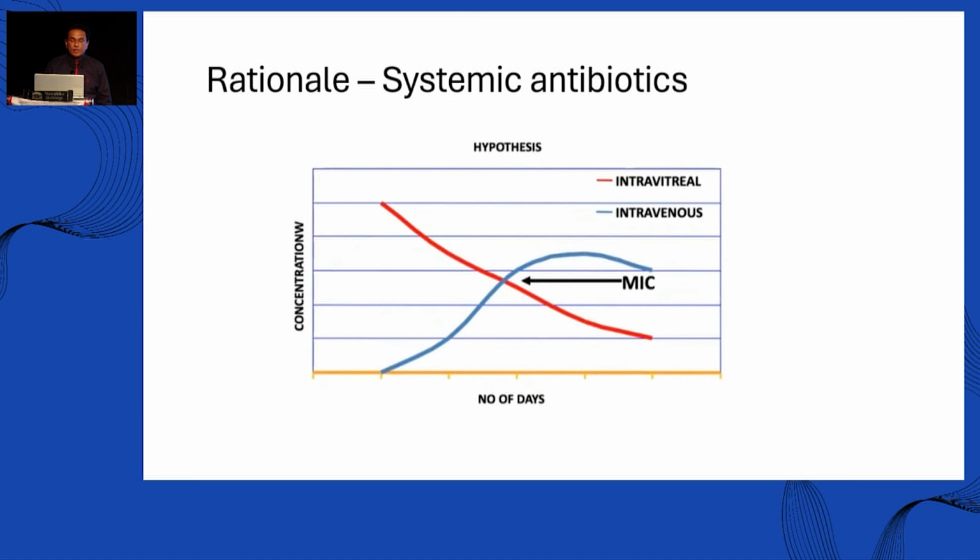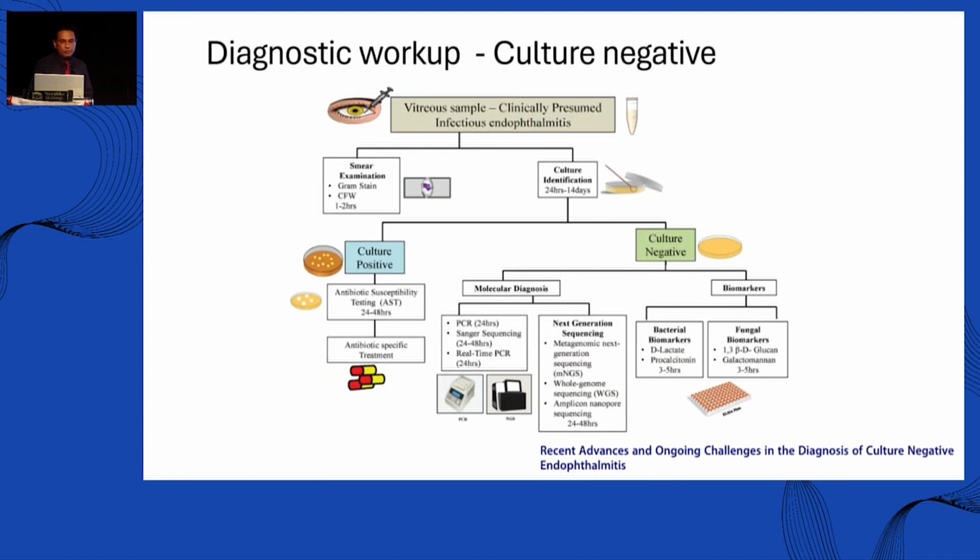Then what is the rationale for systemic antibiotics? You see that this red line is the intravitreal antibiotic. When we give it intravitreally, we create a good MIC, then it gradually goes down. While we start the systemic antibiotic, its level gradually goes up, which builds up the intravitreal concentration. At this point it crosses over and maintains the MIC that is required. So this is the argument for using systemic antibiotics in some situations.